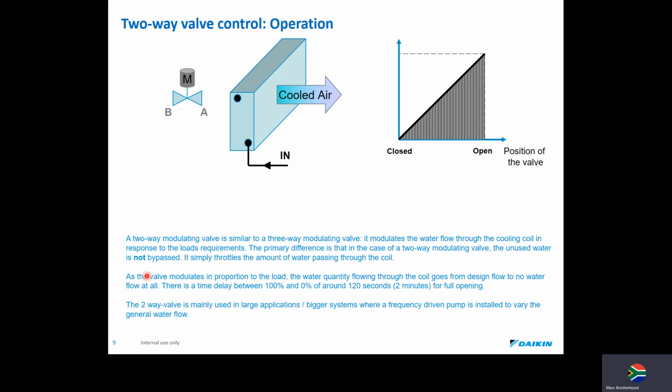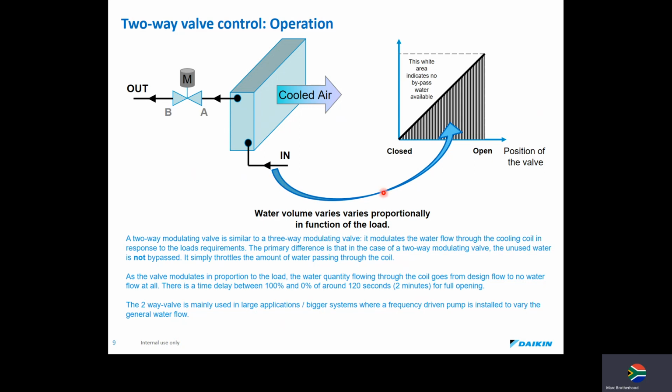As the valve modulates in proportion to the load, the water quantity flowing through the coil goes from design flow to no water flow at all. Importantly, there's a time delay between 100% and 0%, which takes about 2 minutes of full operating load. A two-way valve is mainly used in large applications and bigger systems where a frequency-driven pump is installed to vary the general water flow. So we don't really use constant water flow pumps here.